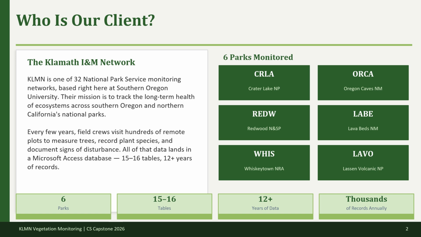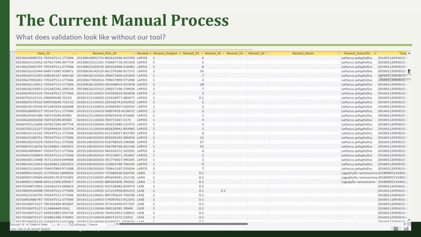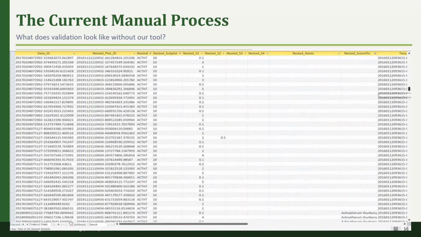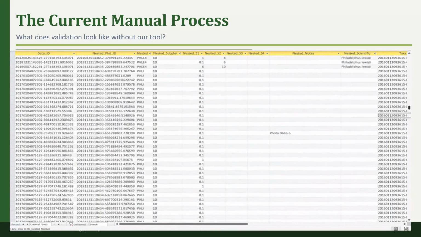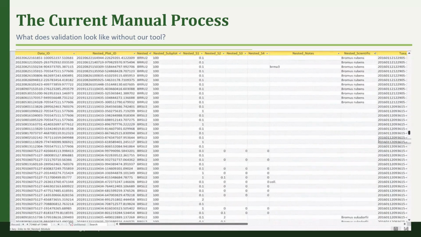National park managers use it to track how these ecosystems are changing over time, whether forests are recovering from fire, or if invasive species are spreading. So the quality of the data matters a lot. Before we get into what we built, we want to show you what the process looks like today, because this is the thing we're trying to fix.